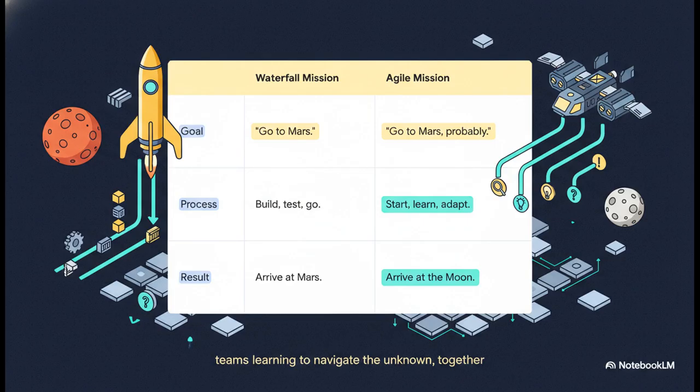And here's the key. The moon isn't a failure. It's a different, but still incredibly valuable destination. The ultimate lesson is that building the best software isn't about perfectly following a plan. It's about learning how to navigate the unknown together.